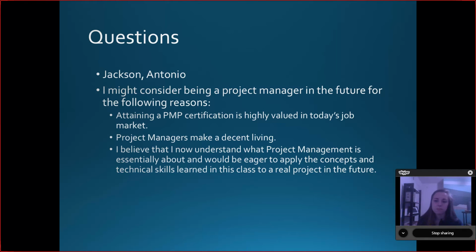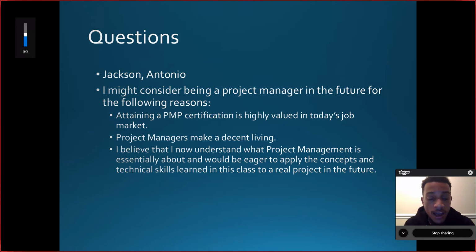To follow up and answer the question, I might also consider being a project manager in the future for the following reasons. Attaining a PMP certification is highly valued in today's job market. Project managers thus make a decent living. And I believe that I now understand what project management is essentially about and will be eager to apply the concepts and technical skills learned in this class to a real project in the future.